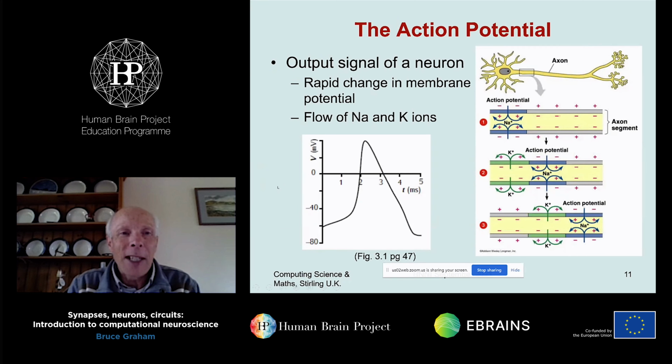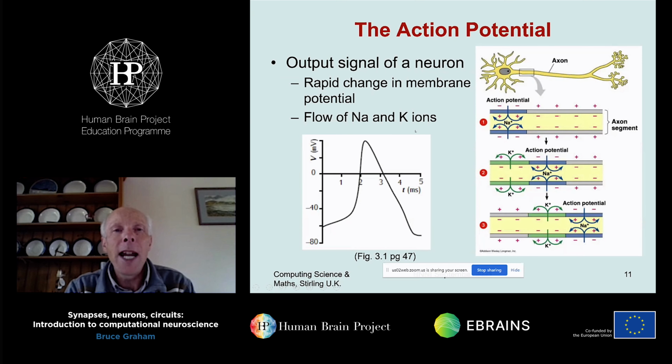So one of the basic things that most of these simulations will include is some mechanisms for creating action potentials. The action potential is the fundamental signal that goes between neurons and is in the form of a rapid change in the membrane potential. The amplitude is about 100 millivolts and it lasts, as you can see here, for 1 to 2 milliseconds.